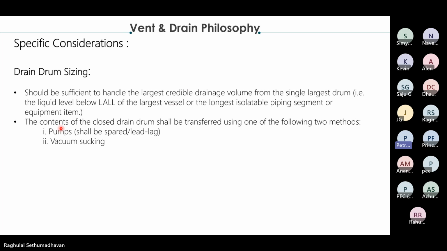Next consideration is drain drum sizing. The drain vessel needs to be sized considering the largest credible drainage volume from the largest vessel, from low level to the bottom. The drain drum should be capable of handling that. Then the contents drained to the drain drum will either be pumped out using a pump, which will route it back to the process or anywhere else. Then vacuum sucking also.